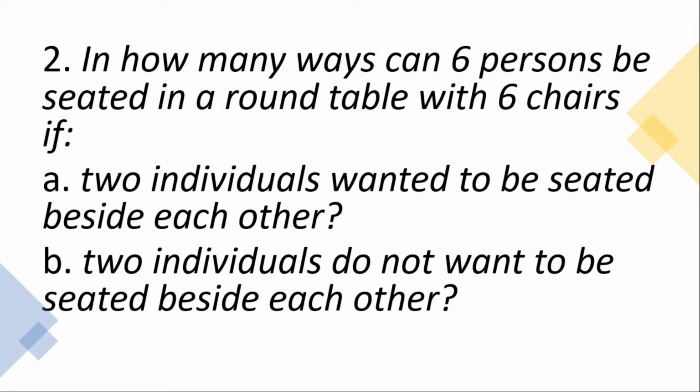Number 2. In how many ways can 6 persons be seated in a round table with 6 chairs if, letter A, 2 individuals wanted to be seated beside each other? Letter B, 2 individuals do not want to be seated beside each other.